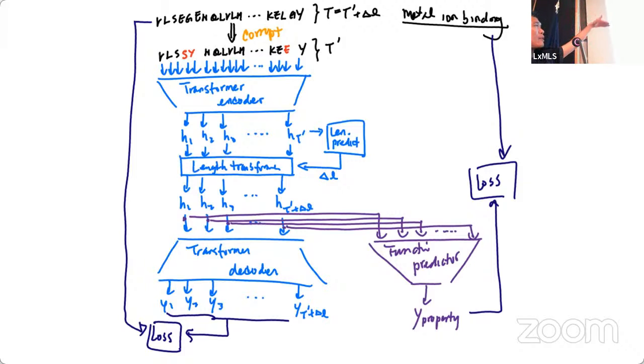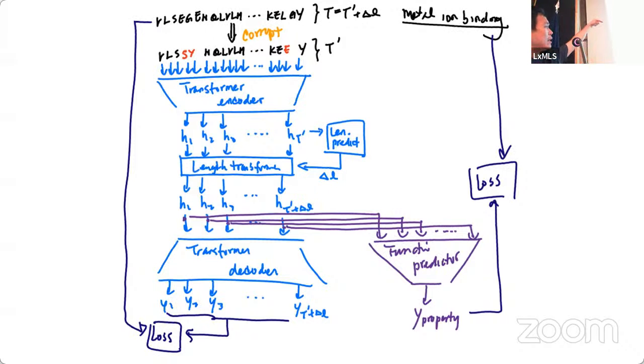And then we have the length predictor that's going to predict the length difference between the original sequence and the corrupted sequence. And according to the predicted length, we're going to do the length transformation. So we're going to change the number of vectors. It's often a simple upscaling or downscaling, or sometimes we can have another transformer for the length transformation as well.